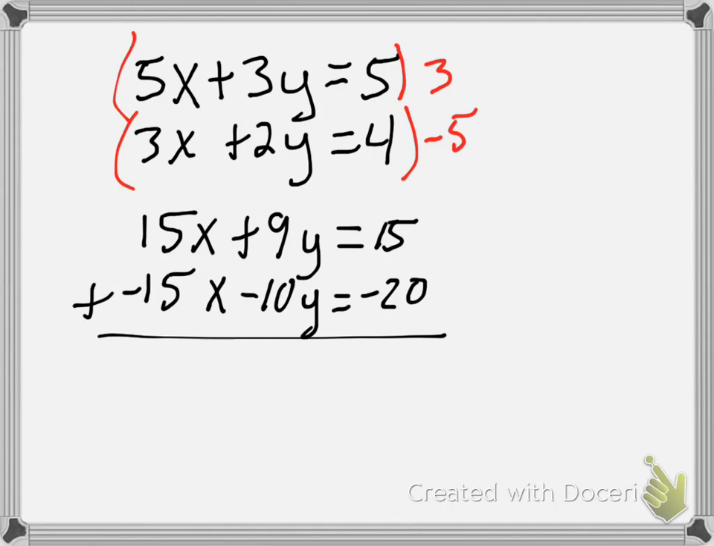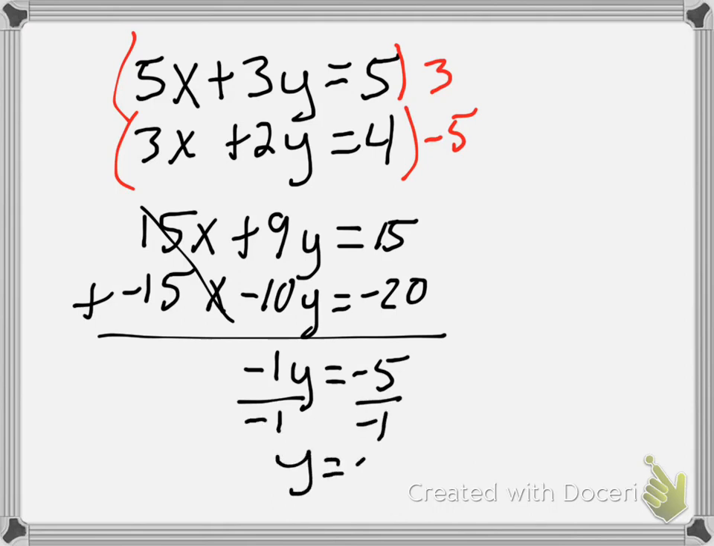Alright. So now, if you notice, my x's will now cancel. One of them's a positive 15, the other one's negative 15, so that's eliminated. So I get negative 1y is equal to negative 5. So if I divide them both by negative 1, I get y is equal to 5. Alright, so there's one of my solutions. Now I have to find the other one.